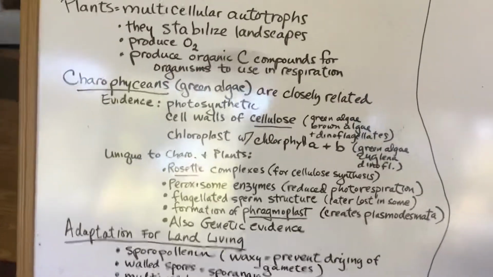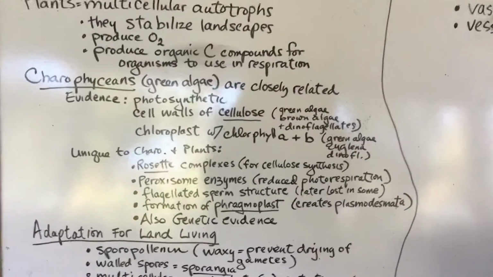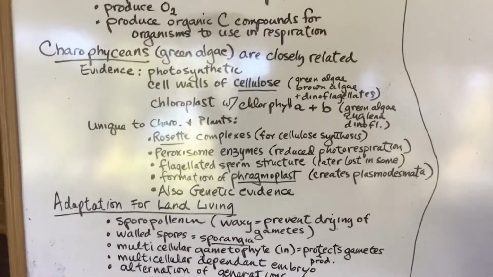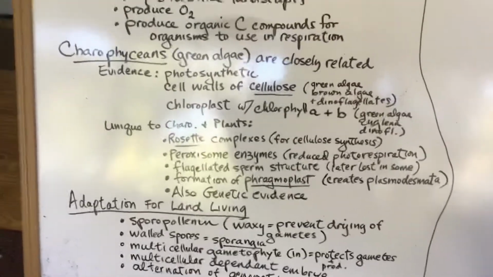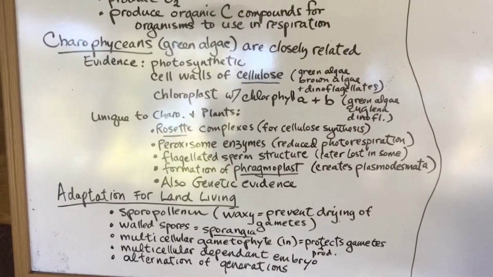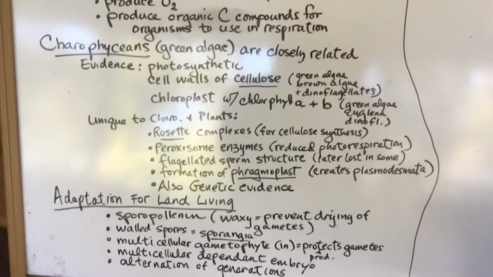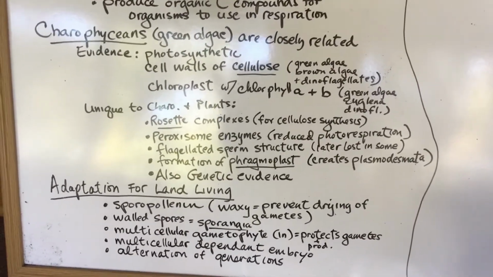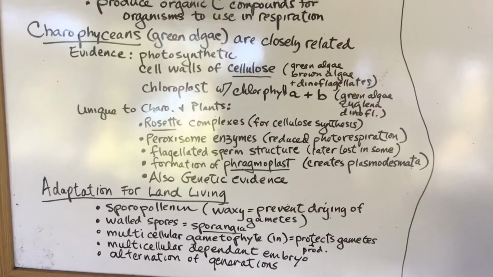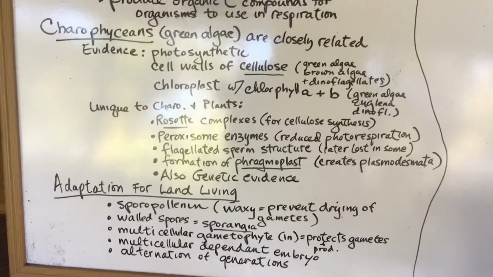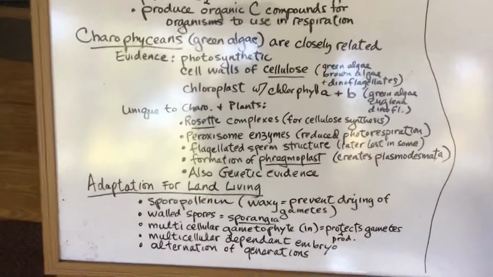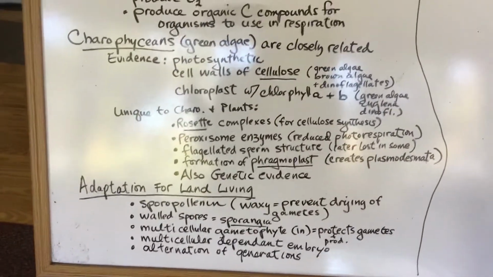They also form a phragmoplast. A phragmoplast is a structure that appears during cell division. It goes across the center part of the cell. You might remember that a plant cell forms a cell wall by making a cell membrane first. The phragmoplast is made of protein strands that go through where the membrane is forming, which will create the plasmodesmata. It's kind of unique, and there's also a bunch of genetic evidence that supports this too. You can read about that if you're interested.